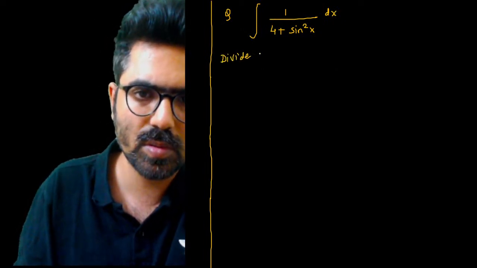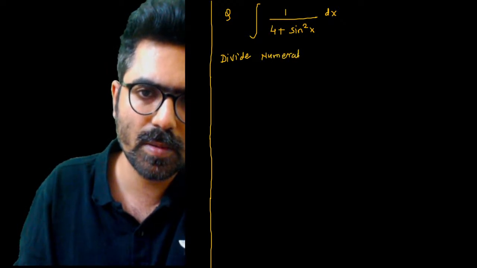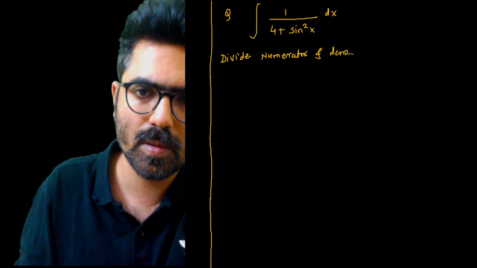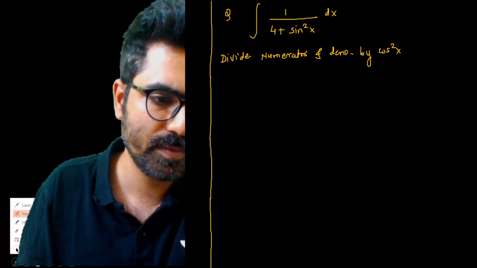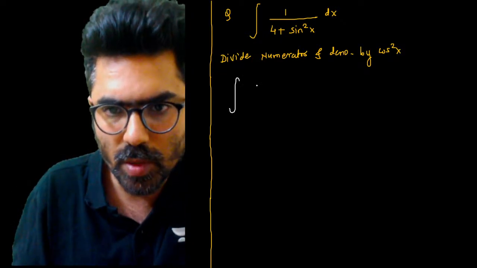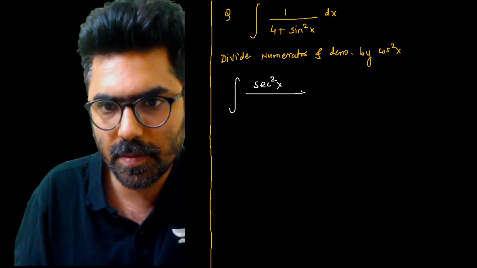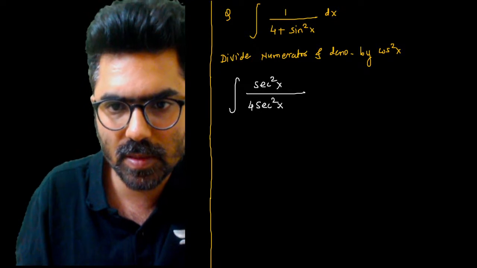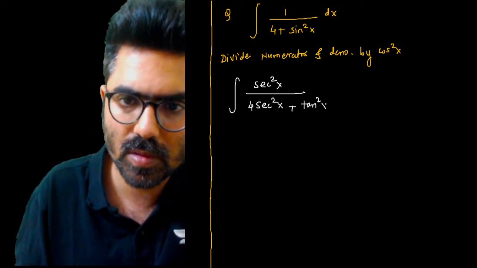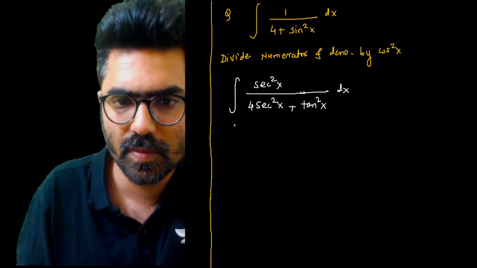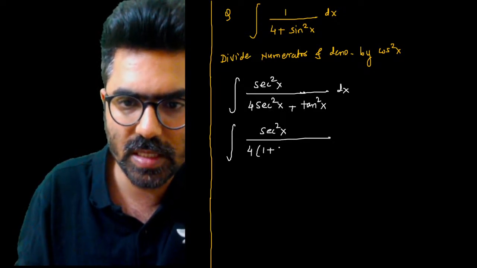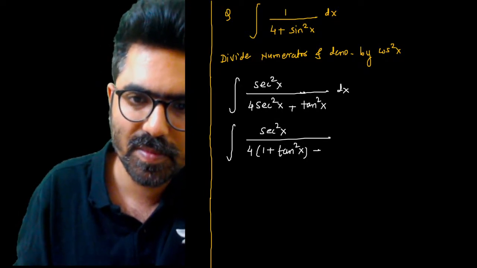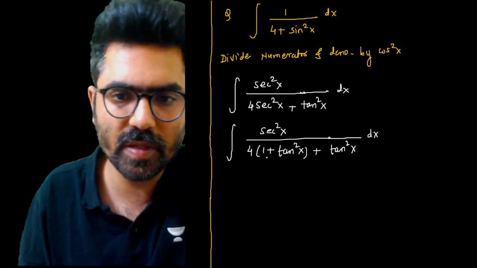So here also, divide numerator and denominator by cos square x. When you divide this by cos square x, in the numerator you get sec square x because 1 is there. The denominator becomes 4 sec square x plus tan square x. You divide each term by cos square x dx. Now 4 sec square x is written as 4 times 1 plus tan square x, plus tan square x dx. Instead of sec square x we have written 1 plus tan square x.